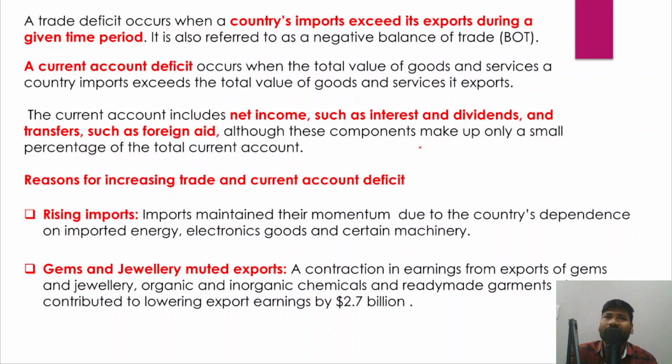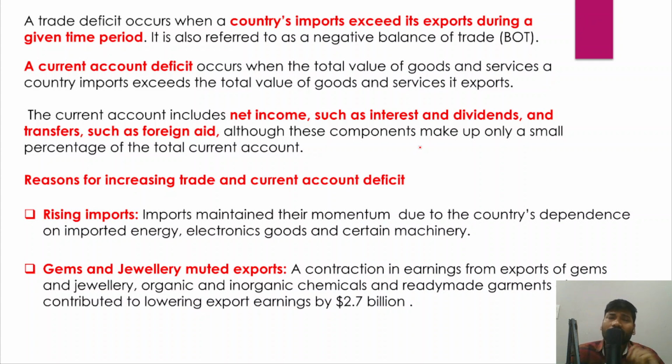Now it is called a trade surplus if a country exports more than what it is importing. But trade deficit essentially means that whatever the country is exporting is lesser than whatever the country has been importing, and it is also referred to as a negative balance of trade. So this is known as a negative balance of trade. Now remember that in 1991 the Indian economy faced a balance of payment crisis, right?